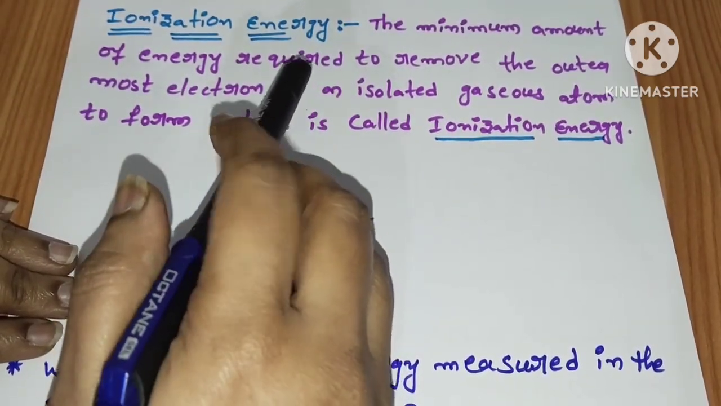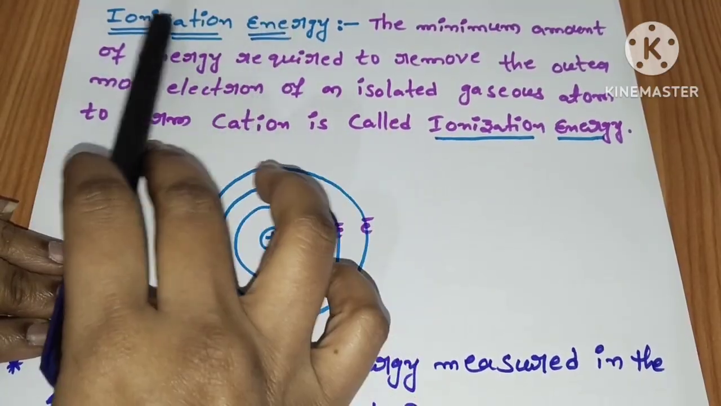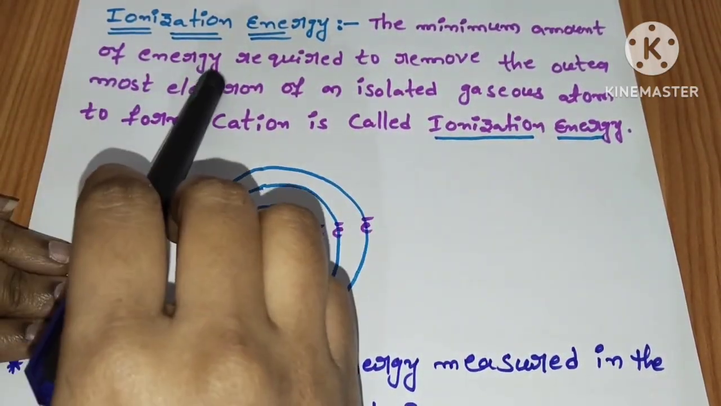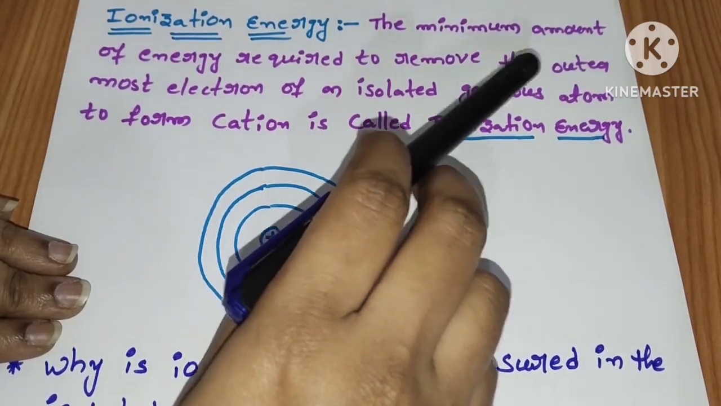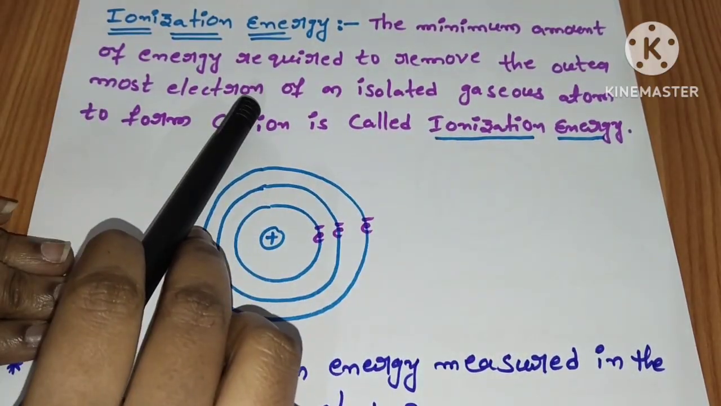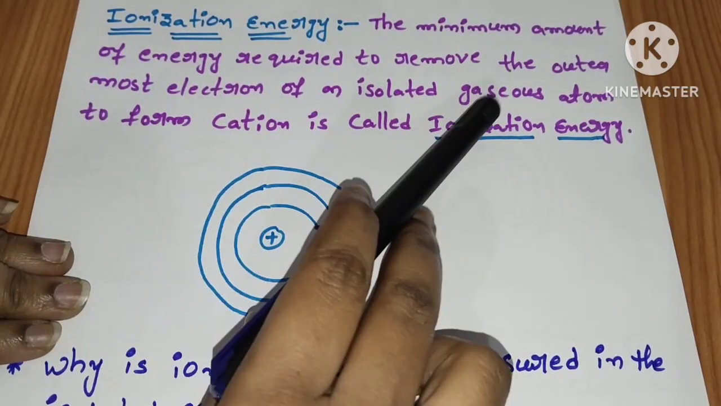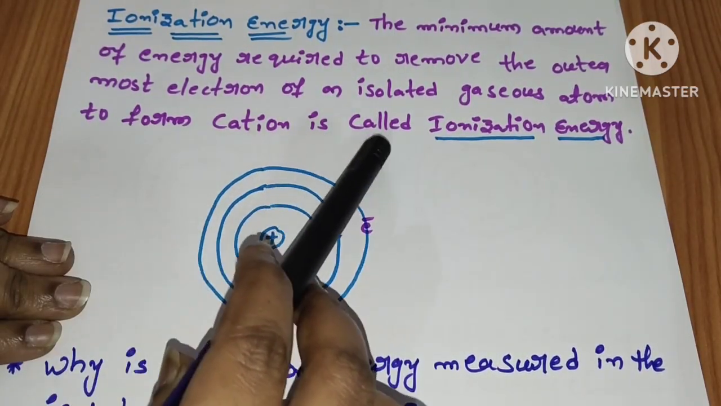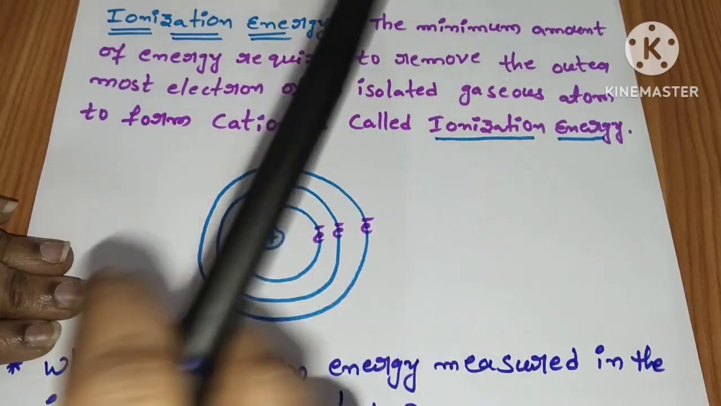Today's topic is ionization energy. What is ionization energy? The minimum amount of energy required to remove the outermost electron of an isolated gaseous atom to form a cation is called ionization energy.